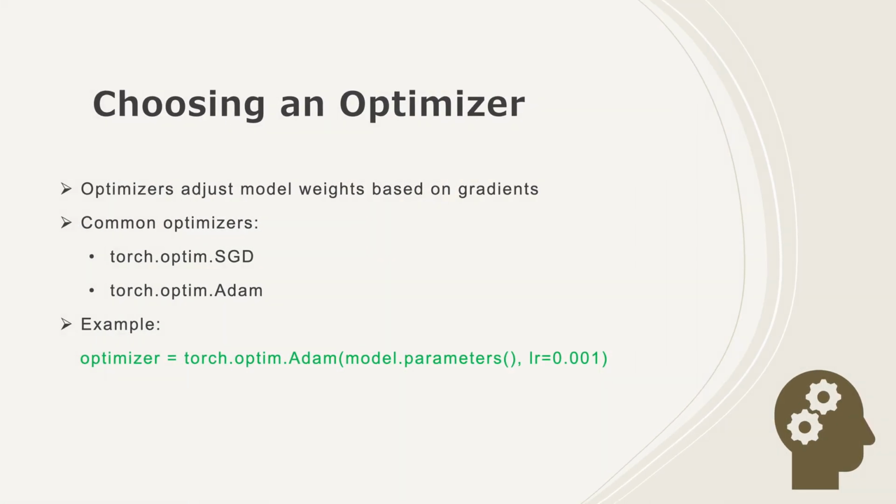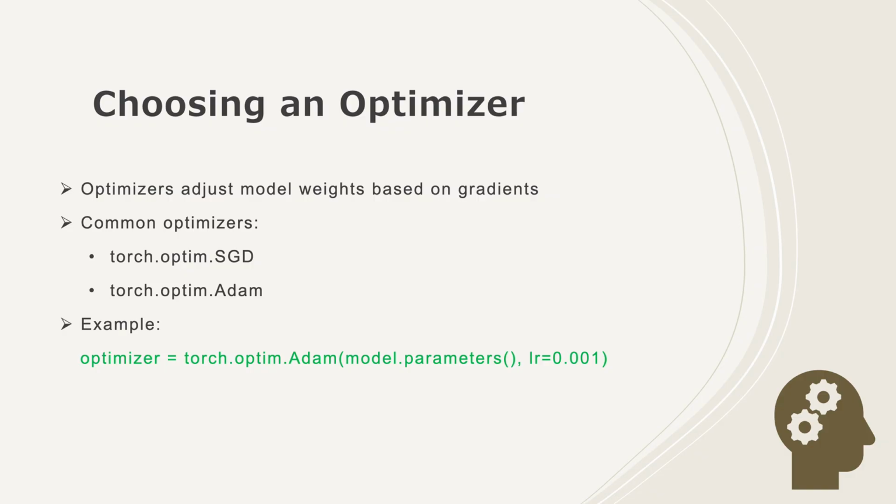When training a neural network, we need a way to update the model's weights based on the gradients computed during backpropagation. This is the role of an optimizer. The optimizer decides how much and in what direction each weight should change in order to reduce the loss. PyTorch provides several built-in optimizers in the torch.optim module.